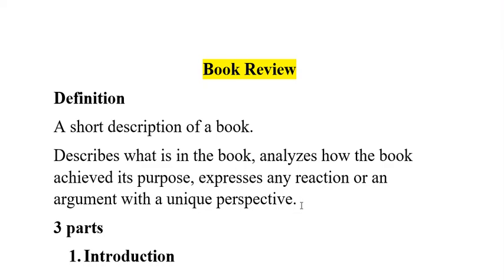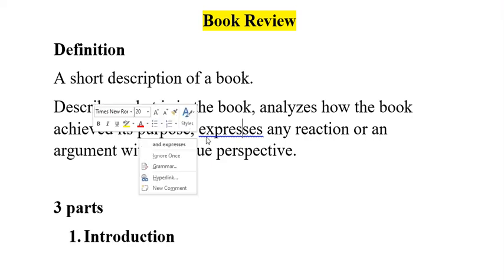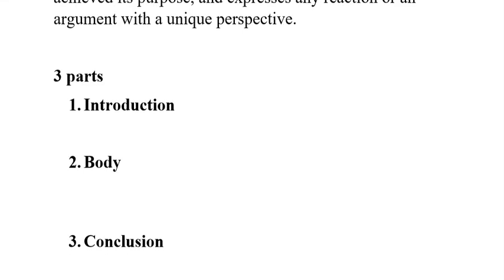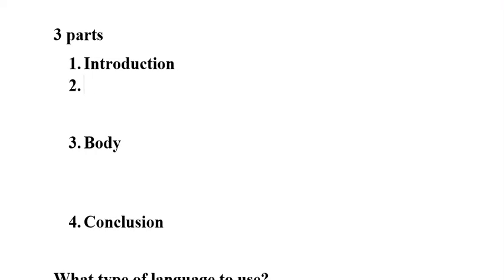When we talk about a book review and its structure, we divide it into three parts: introduction, body, and conclusion. Remember, you don't need to give any headings. This is just to let you know how you actually write. So the first part is your introduction. This is where you introduce your story.